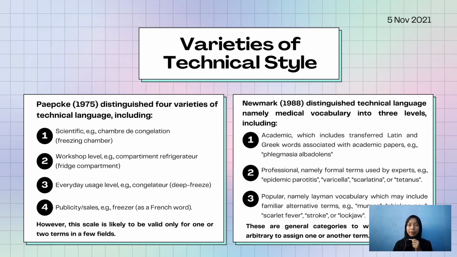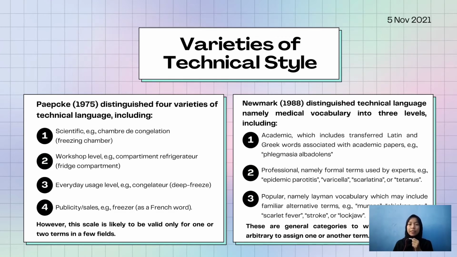Varieties of technical style. Paepke has distinguished four varieties of technical language. First, scientific, for example, chambre de congélation, which means freezing chamber. Second, workshop level, for example, compartiment réfrigérateur, which means fridge compartment. Third, everyday usage level, for example, congélateur, which means deep freeze. And fourth, publicity or sales, for example, freezer as a French word.